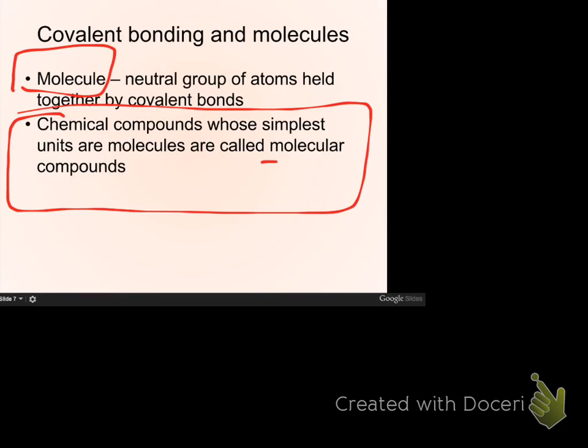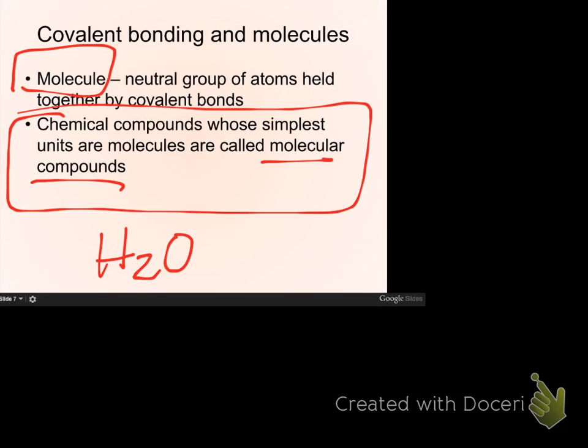are molecular compounds. So, for instance, water is a molecular compound. Because the hydrogen and the oxygen are held together with what kind of bonds? Covalent. So it's a molecular compound.